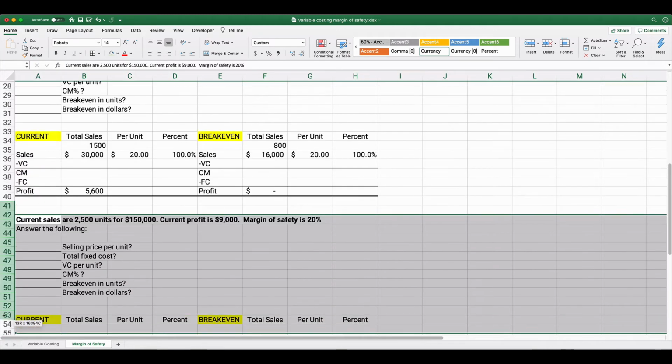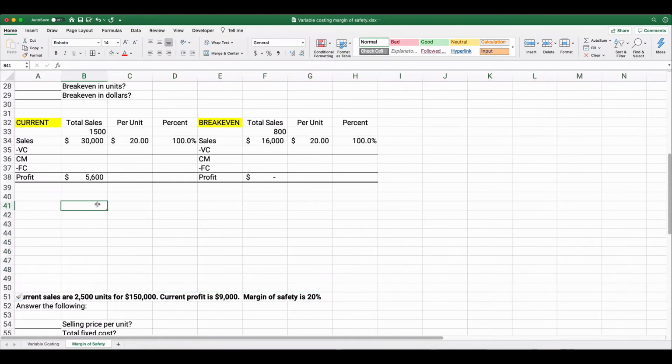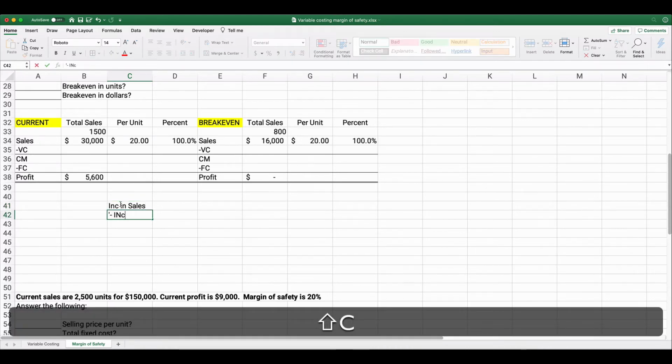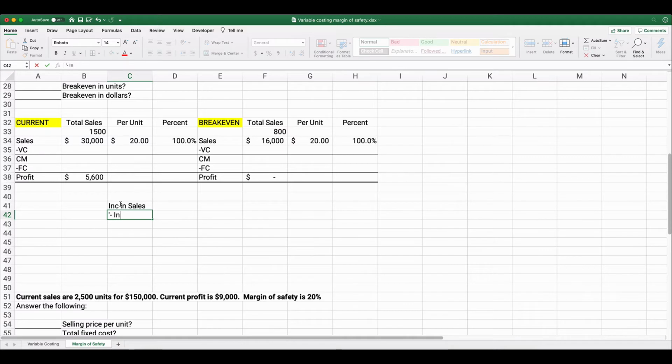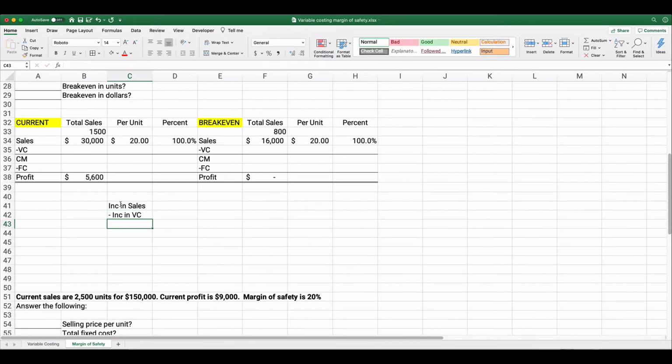So let's give ourselves a little workspace here, and let's think about this. Let's look at the two data points, the break-even and current. We can say an increase in sales, minus an increase in variable cost, gives us an increase in profit.